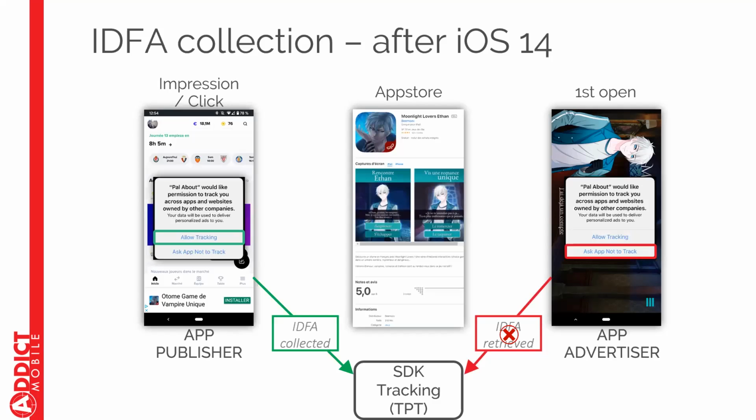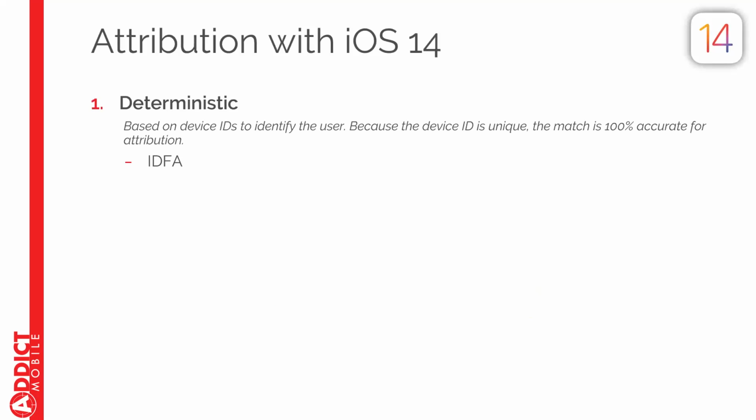But let's imagine the user accepts it on the app publisher level, but not on the app advertiser level. You won't be able to do the attribution, meaning that it doesn't work. You don't know where that user is coming from. Same the other way around. If at the app publisher level the user doesn't want to give his IDFA, doesn't want to be tracked, you can't do the matching. And finally, obviously, if the user doesn't want to be tracked in any app, you won't be able to do the matching.